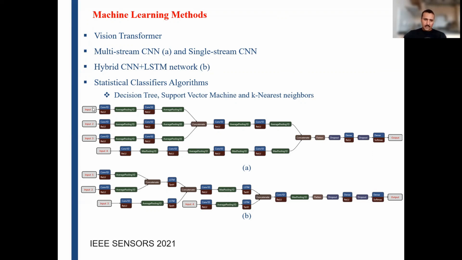We fed the data as can be seen, input 1, input 2, input 3, input 4, and so on for the other network. And then we did the convolution, max pooling, and so on until the output. And then we test the neural network. This is a multi-stream neural network, and the second one is the hybrid CNN+LSTM. Input 1, input 2, 3, 4, and then we do the classification.